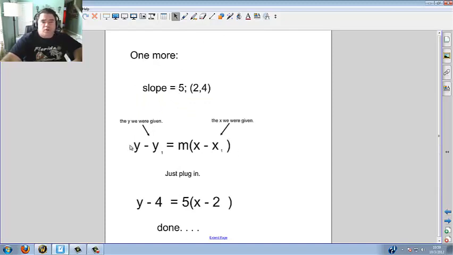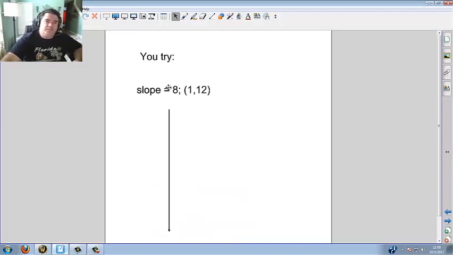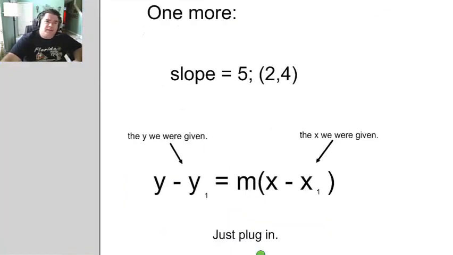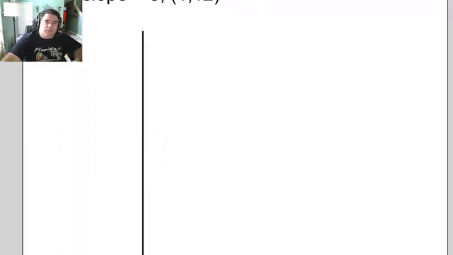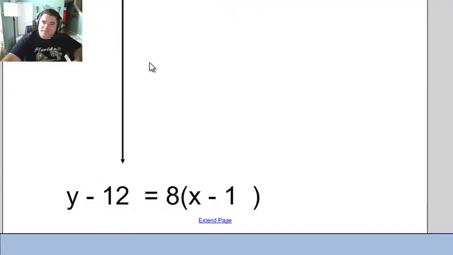So let's do one more. All you have to do is put it in this form here. Slope is 5, x is 2, y is 4. Bam, finished product. That's all you need. So you do a quick try. Go ahead. Just put it in this form. Go ahead. Let's see how you did. Did you have this? I hope you did. And that's all you need.